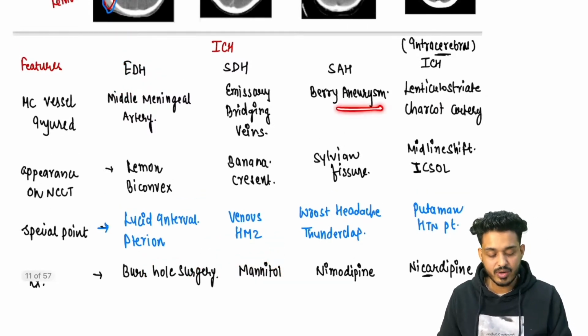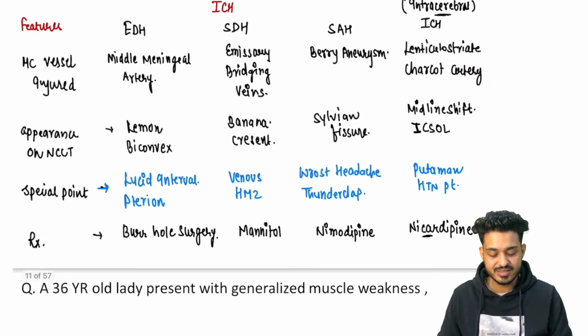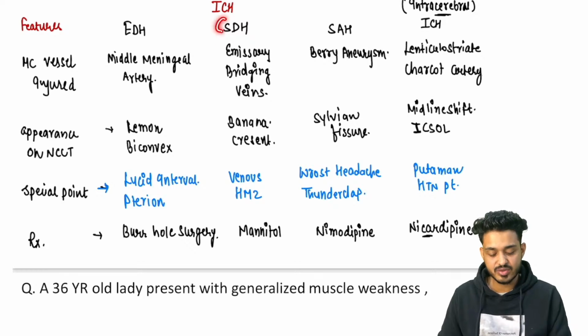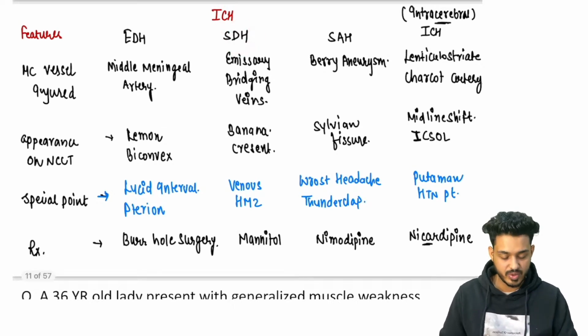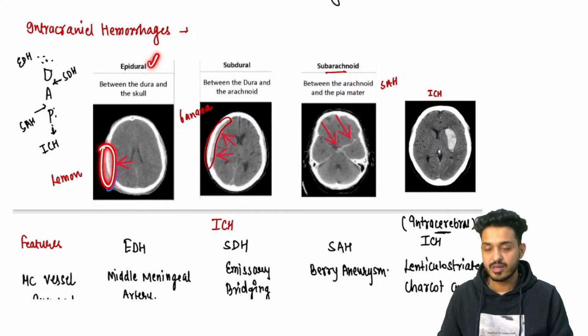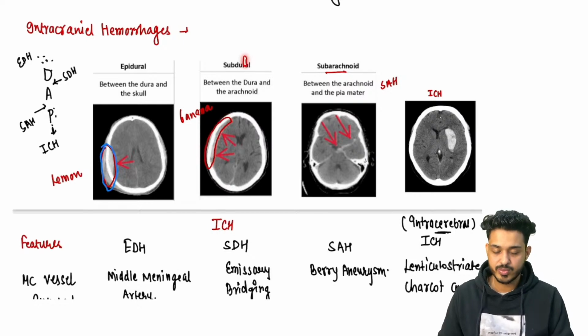All these are your arteries. The only venous hemorrhage they can ask you, the only venous hemorrhage that is going to be your subdural one, right? These are going to be the images. This is going to be your epidural, lemon shape. This is going to be your banana shape, that is going to be your subdural. This sylvian fissure basal cistern is going to be in favor of subarachnoid hemorrhage.